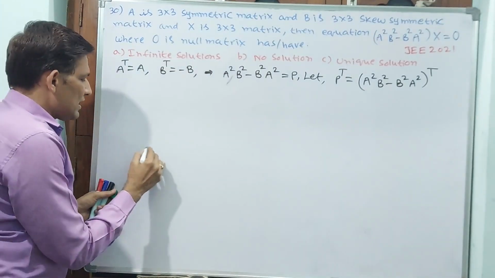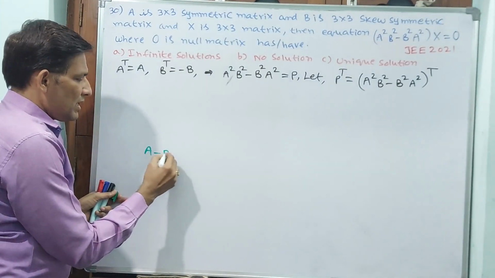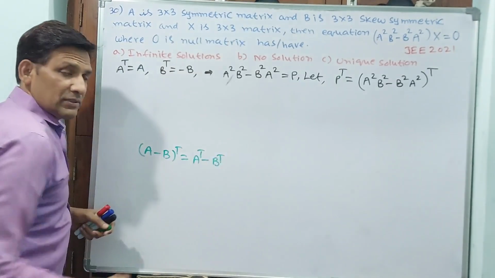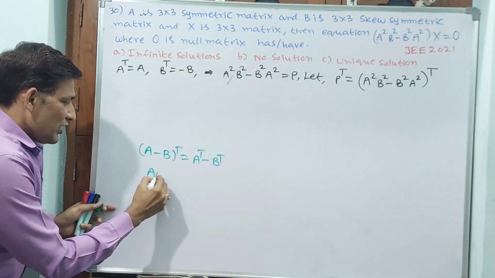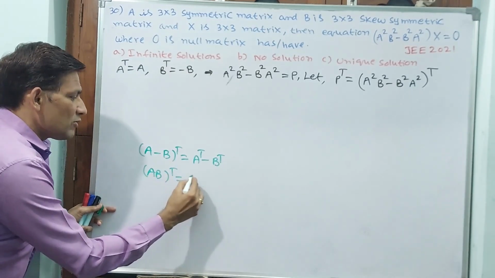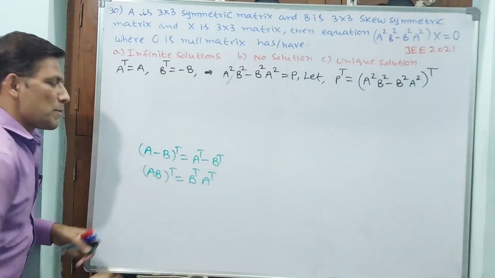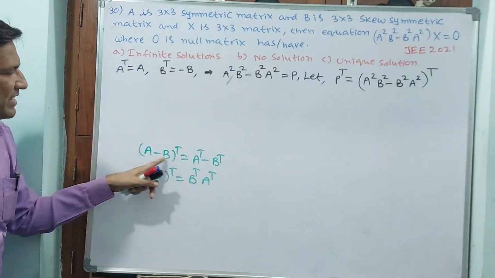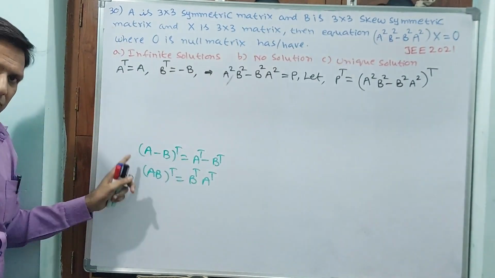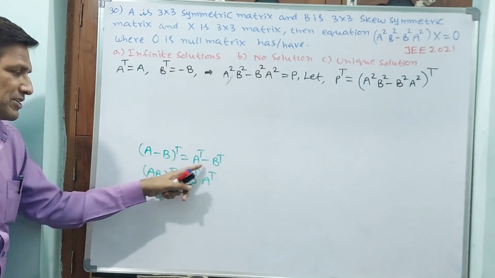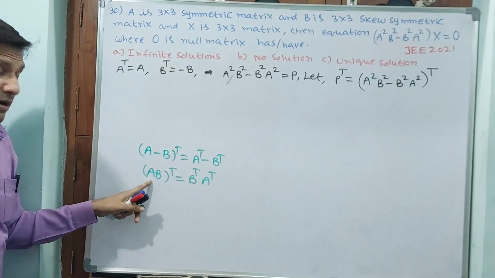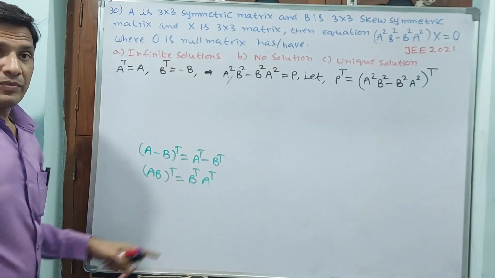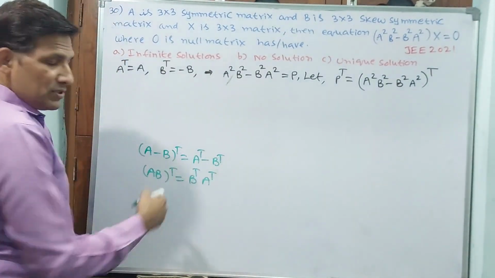we know very well (A minus B) whole transpose is equal to A transpose minus B transpose. But (AB) whole transpose is equal to B transpose A transpose. This we know. If minus or plus is there, the same thing happens, it separates. But if multiplication is there, it means reversal. AB means BA will come. This is the distribution of transpose.